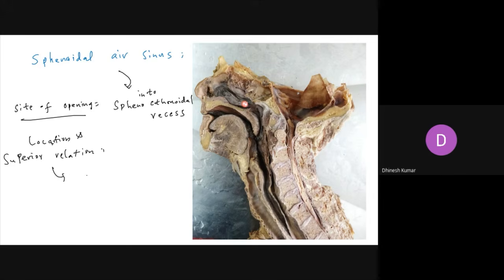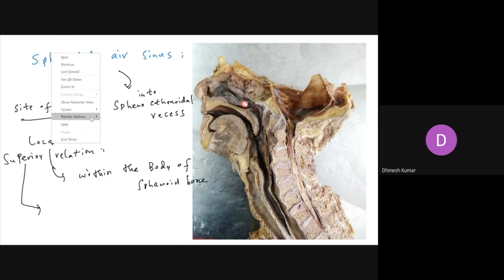Exactly, it is located within the body of sphenoid bone. That's why it is called a sphenoidal air sinus. Body of sphenoid bone, within the body of sphenoid bone. Fine. And if the superior relation is asked, you will be knowing just above the body of sphenoid bone we have a depression, the one I am marking now.